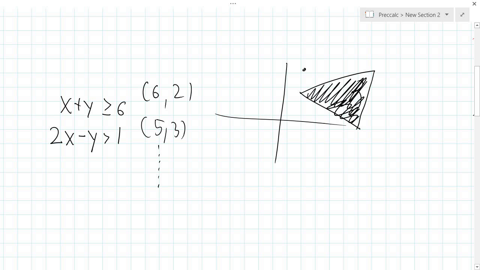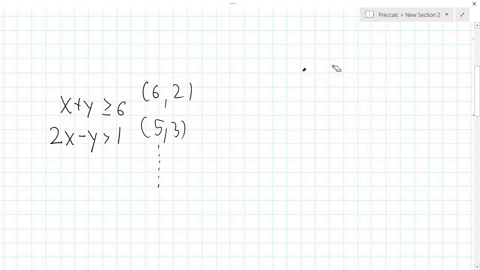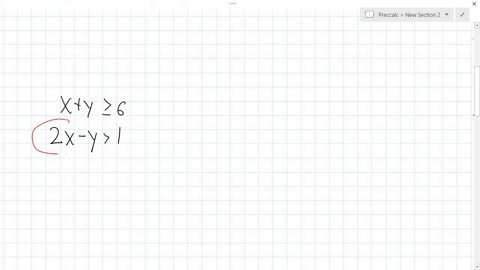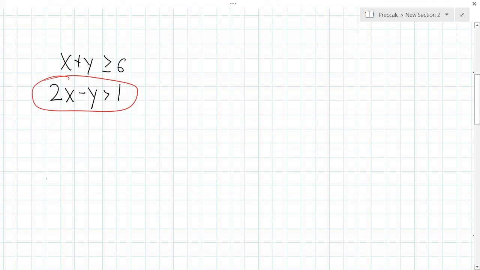Okay? So when we talk about solving a system of inequalities, I want to find the region that contains all of the x and y value pairs that work in both inequalities. Now, to find that region, I simply have to graph each inequality and see where the overlap is. So let's review graphing inequalities. In particular, let's graph this inequality. So let's graph 2x minus y is greater than 1.